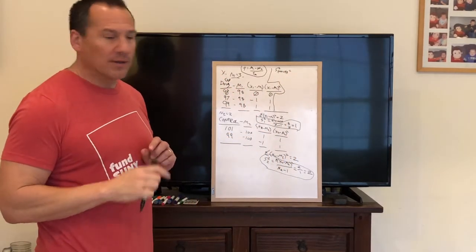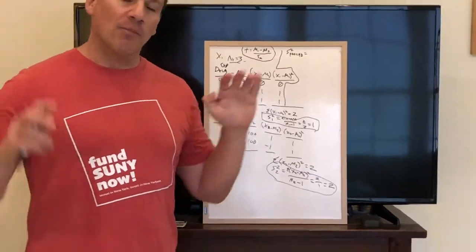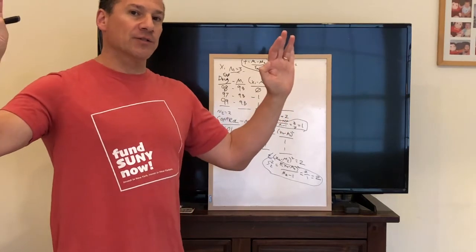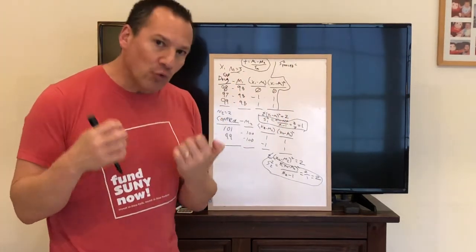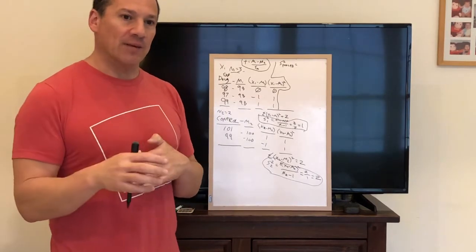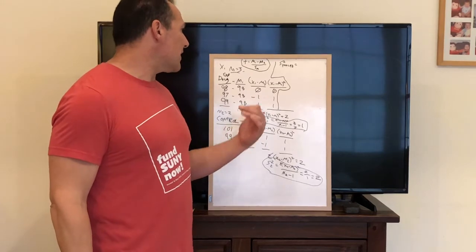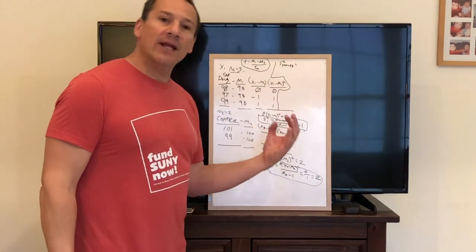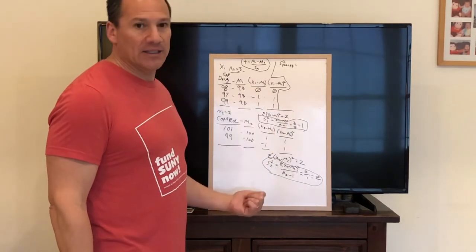S-square pooled means your best mathematical estimate of the population level variance based on pooled information, information that is pooled from both samples. So that is why it's called S-square pooled. It's essentially a weighted average of the variance estimate for sample 1 and sample 2.